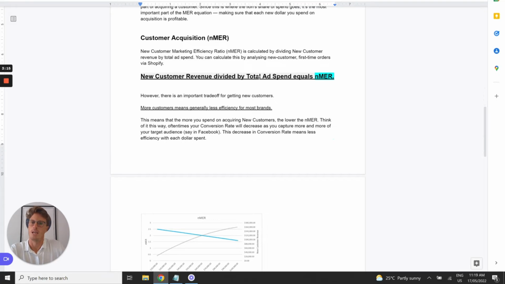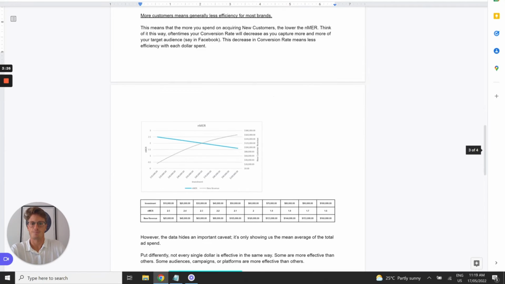So that's why we start to see a tail off as you grow. It's very common, and that also highlights the need to continually be testing, experimenting, and improving on the efficiency of your current campaigns. But generally speaking, that's how we want to look at new customer MER. So keep that metric in mind.